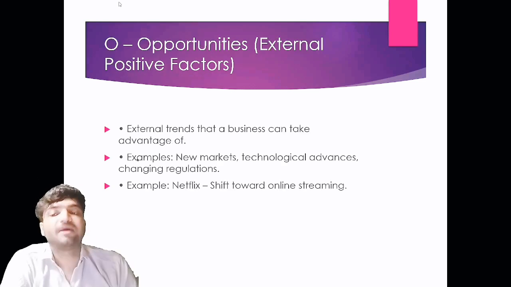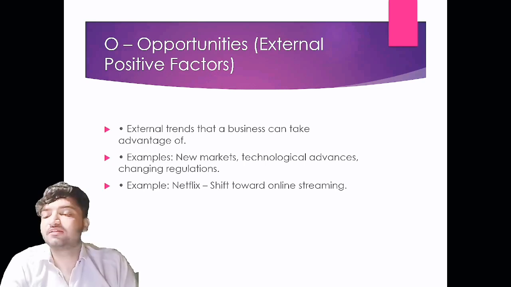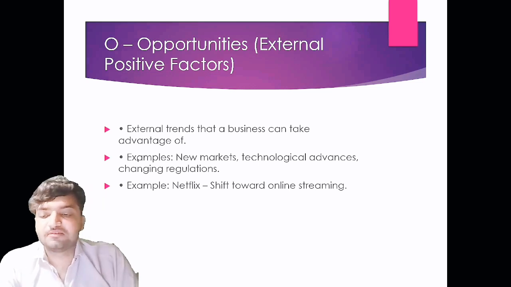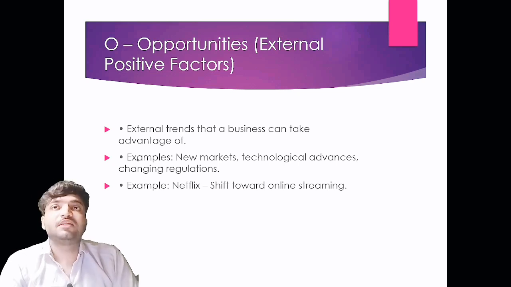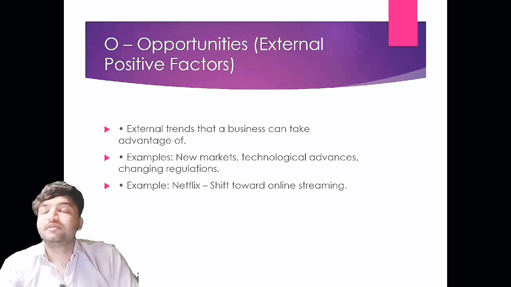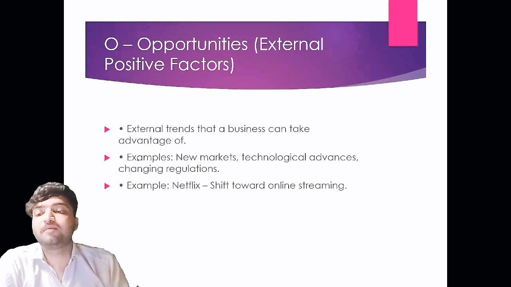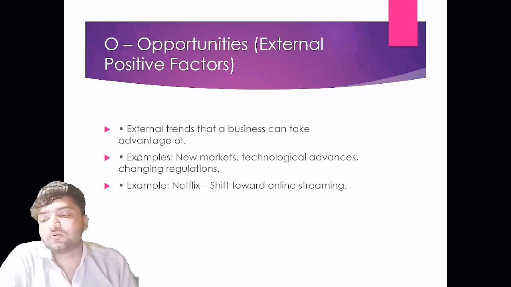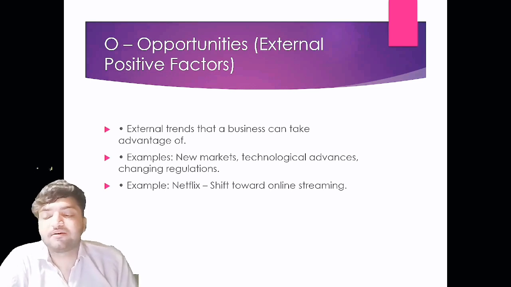The third thing is opportunity. This comes under the external positive factors which affect the organization. In the slide, we can see external trends a business can take advantage of. If something good is happening from outside, externally to the business, how can it affect us, and how can we take the opportunity? We will see in the slide. Examples are new markets, technological advancement, changing regulations.